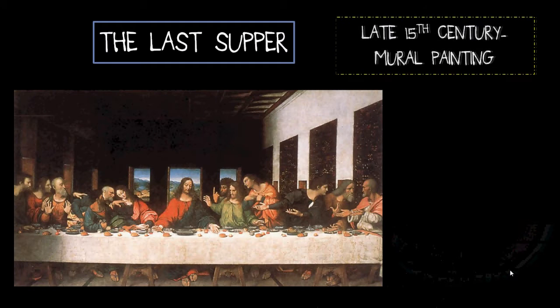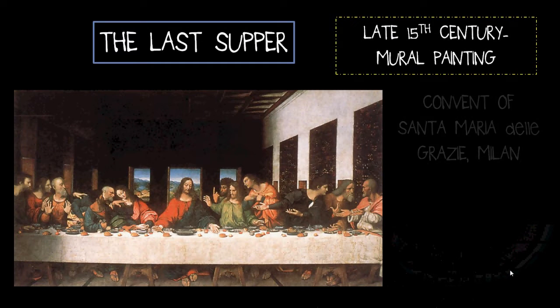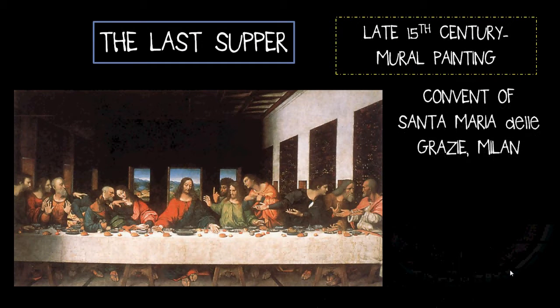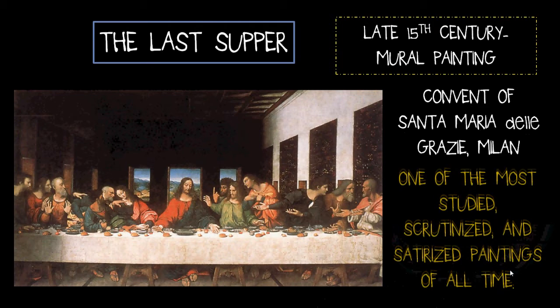The Last Supper. One of the world's most famous paintings is Da Vinci's late 15th century mural painting in the refectory of the convent of Santa Maria delle Grazie, Milan. It is also one of the most studied, scrutinized, and satirized paintings of all time. Various design and architectural features show very clear golden ratios.